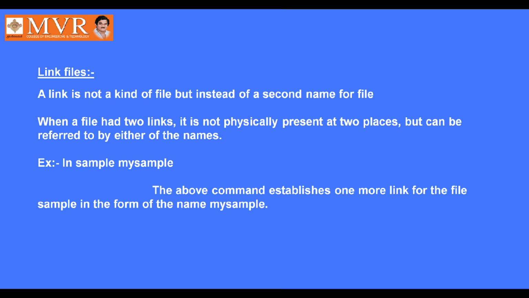So how to create a link? Simple, the command to create a link is ln sample mysample. Here you are establishing a link for the file sample with the name mysample. Now you will have two separate names for the file. One is sample, which is physically present in the directory, and mysample is the link created to the sample file. So mysample is not physically present, but it is the alias of sample. You can access the sample file by using either the name mysample or simply sample.